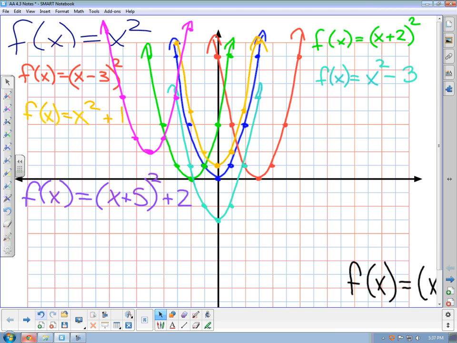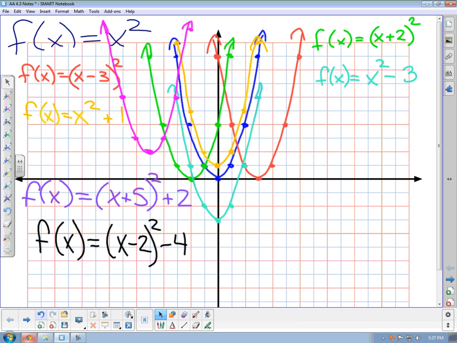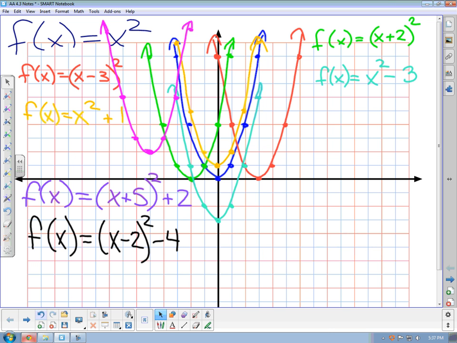And our final one of the day for this part of our class is this one here. And if we graph that, there's a point, and then from there we're going to go there and there, and there and there, and there and there, and this is our graph.